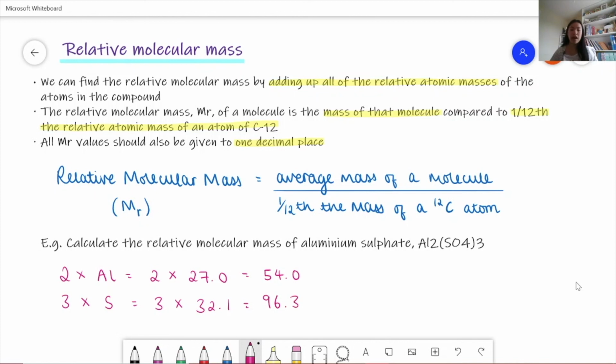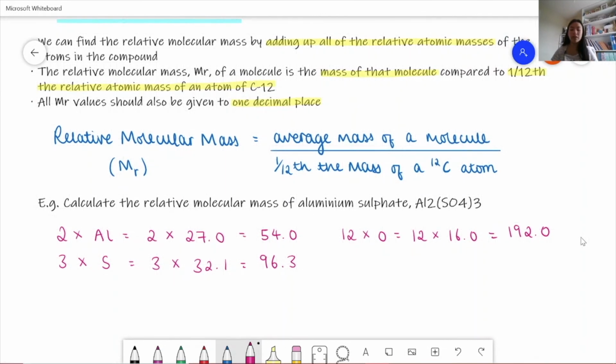And then we have 12 times oxygen, which is equal to 12 times 16.0, which gives us 192.0. And so to find the MR, what we do is just add up all of these numbers. So we have the MR of aluminium sulfate is 54.0 plus 96.3 plus 192.0, which is equal to 324.3.